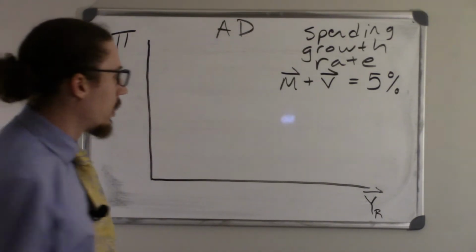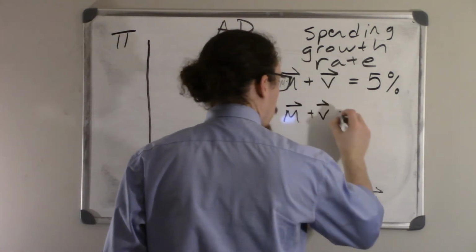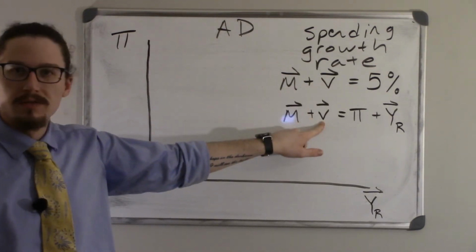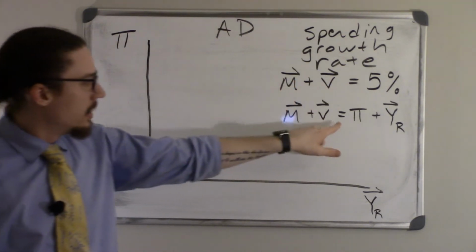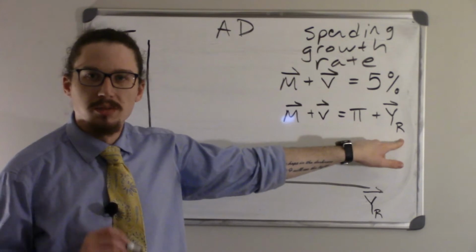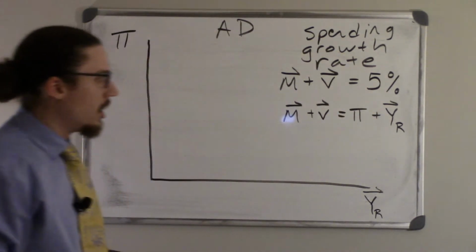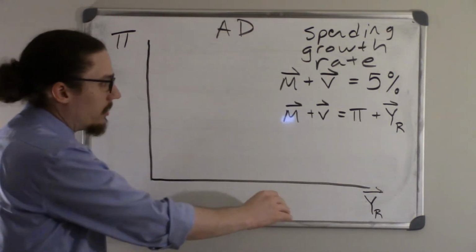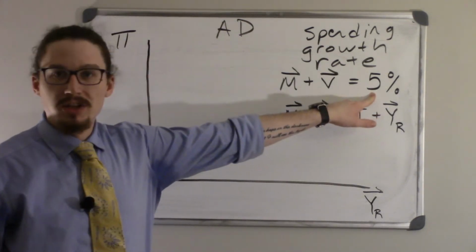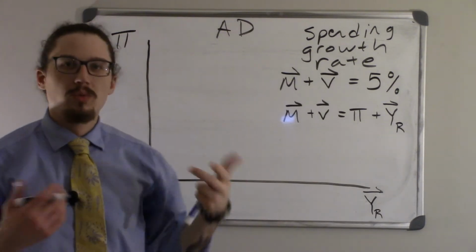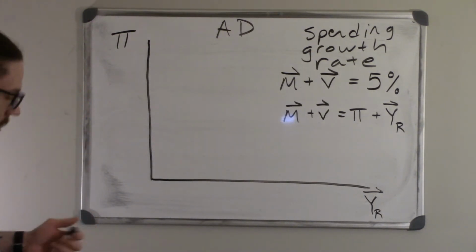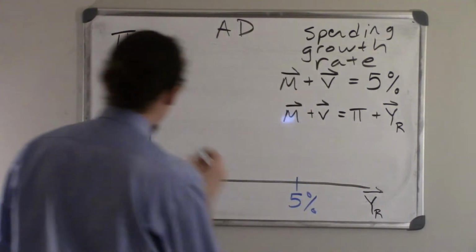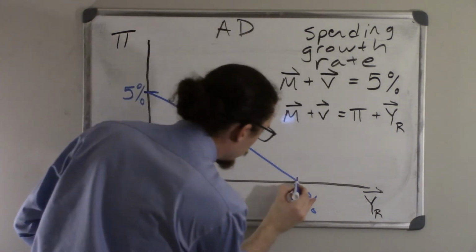Now, if we remember our quantity theory of money formula, we will remember that the money supply growth rate plus the velocity of money growth rate, which is our spending growth rate, equals our inflation rate plus the real GDP growth rate. So this 5%, we're going to be putting it in terms of inflation and real GDP growth. All of the combinations of inflation and real GDP growth that sum to 5% make up our aggregate demand curve. So our endpoints would be as follows.